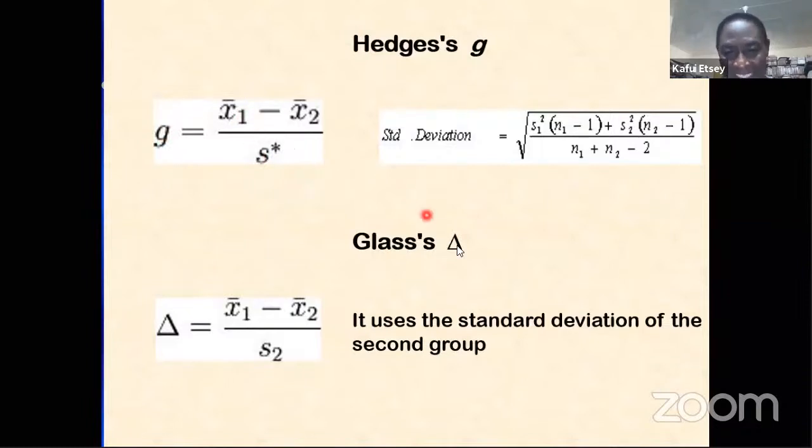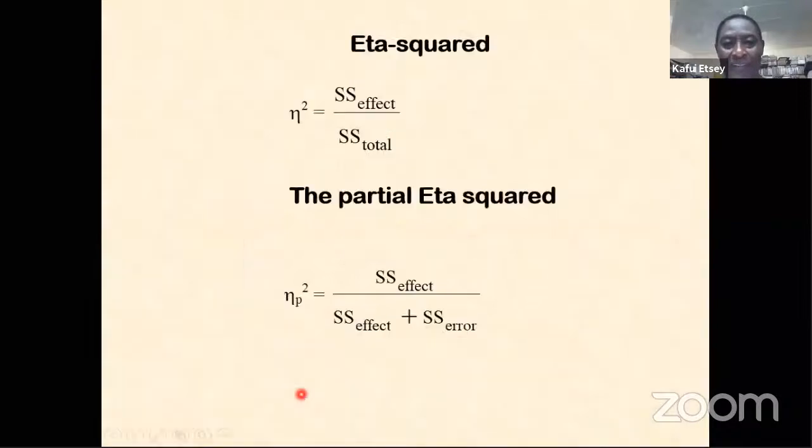Then we have Glass's delta. For Glass's delta, we are going to have the mean for the first group minus the mean for the second group divided by the standard deviation of the second group. This will give you Glass's delta. So we have seen Cohen's d, Hedges G, Glass's delta. Now we are going to look at the next one, eta squared.